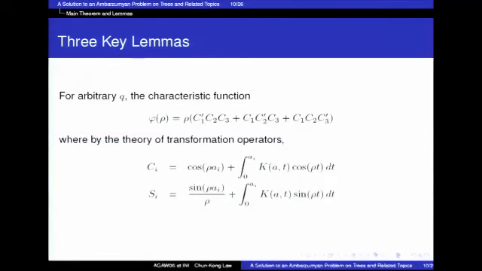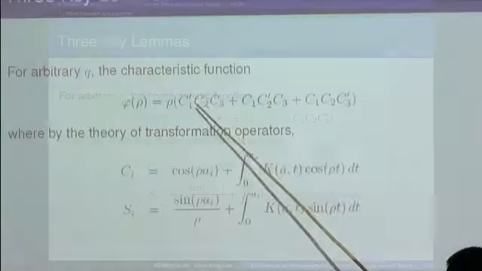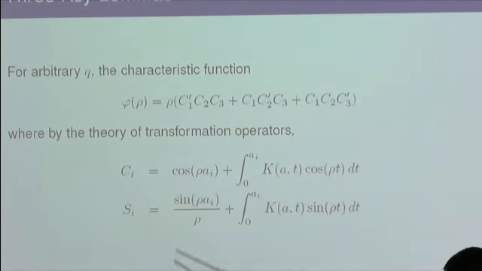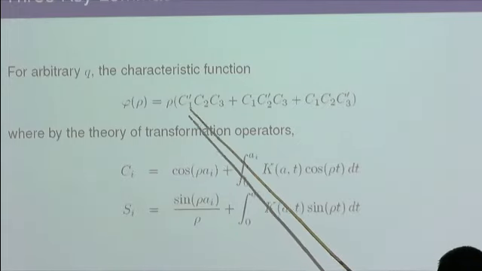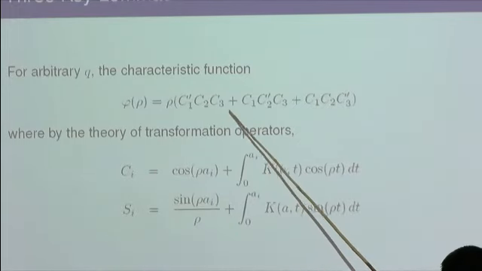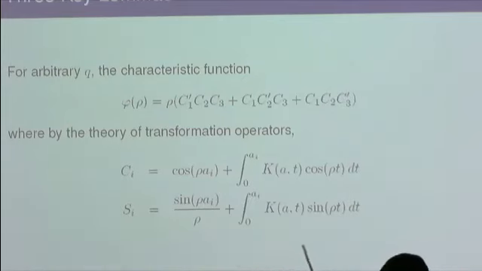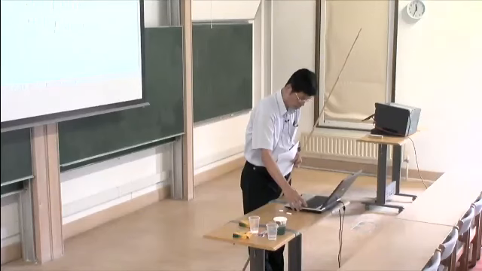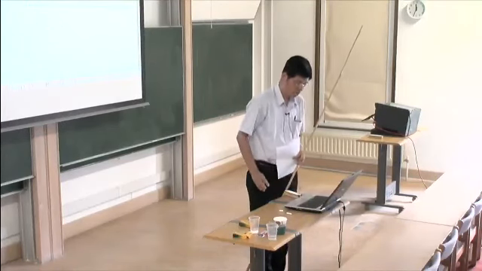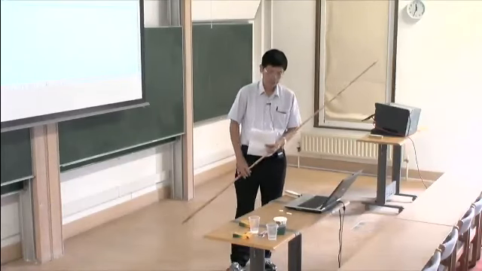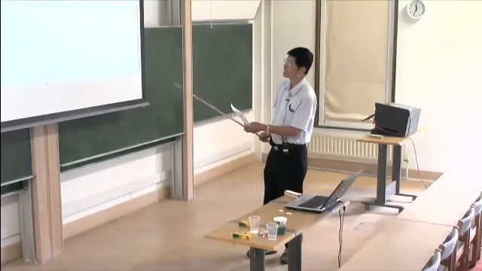That's for sure. So for arbitrary Q, we have a similar formula, just like what we did, knowing that these C1, C2, C3 are no longer the simple cosine and sine, but they are very similar to cosine and sine by the theory of transformation operators, or by an initial value evaluation. So this is the characteristic function. Okay, and we found a method by which this characteristic function, for the tree, can be decomposed.